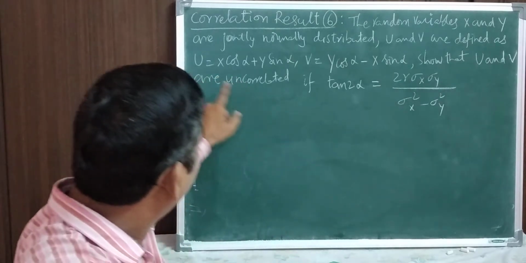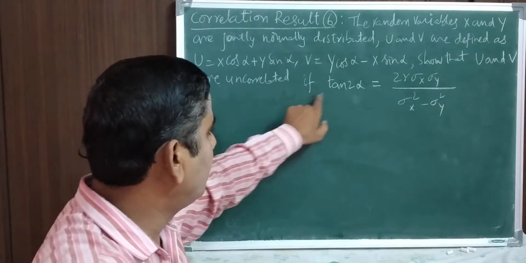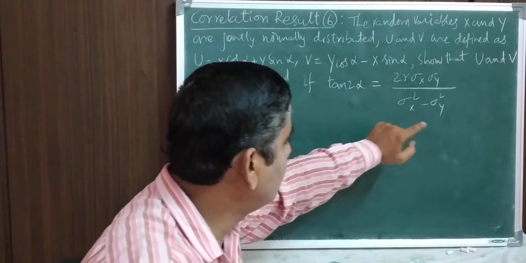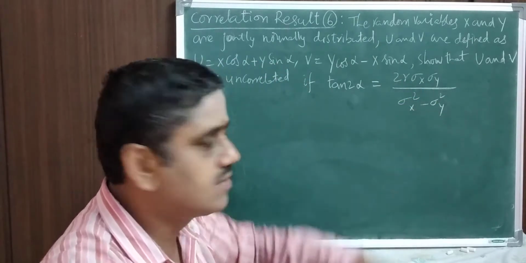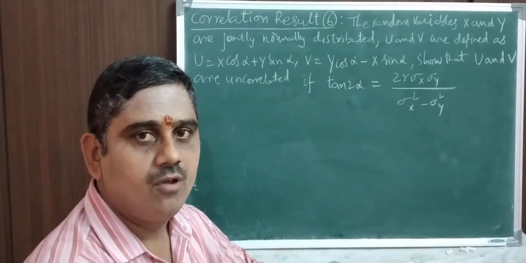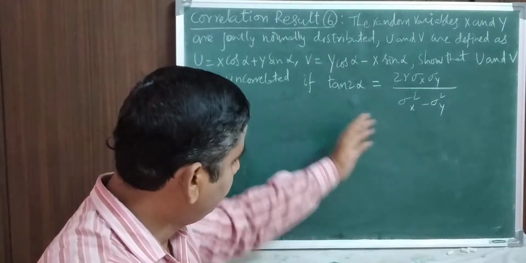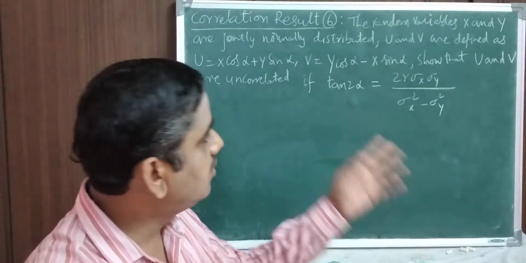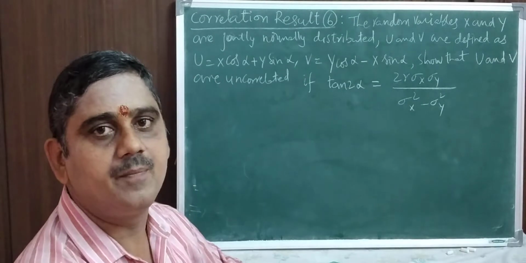Then show that u and v are uncorrelated if tan 2 alpha is equal to 2r sigma x sigma y by sigma square x minus sigma square y. So u and v are uncorrelated if tan 2 alpha is equal to this. That is what we have to prove, and we have to show it.